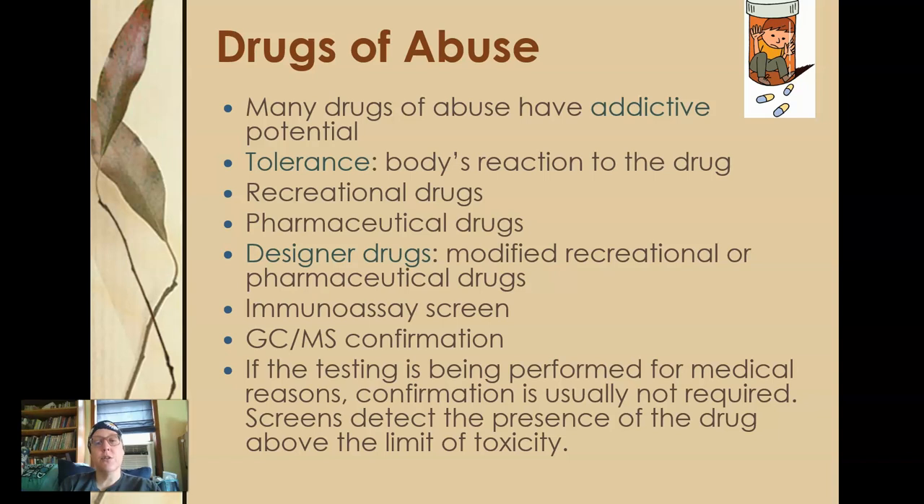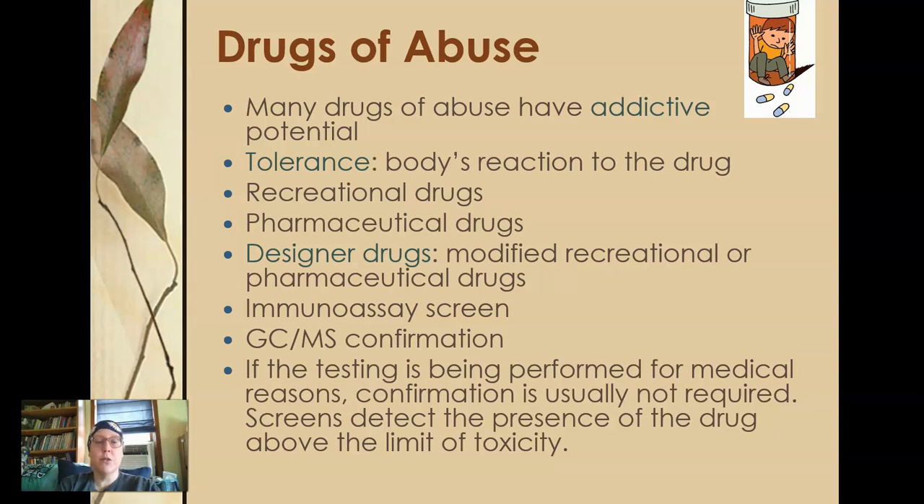And then you have your designer drugs, which are modified recreational or pharmaceutical drugs that are sold. They are a little bit harder to test for because the formulas keep changing, and it depends on who manufactures them, basically on the drug dealer. And so with designer drugs, a lot of times you may have to do GCMS, or some form of mass spectroscopy, to figure out what the formula is.